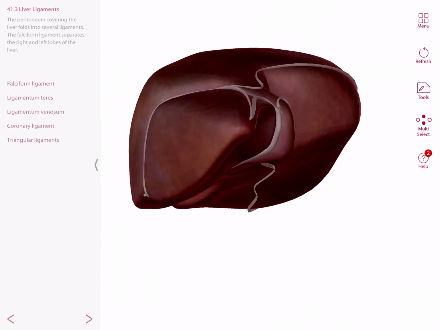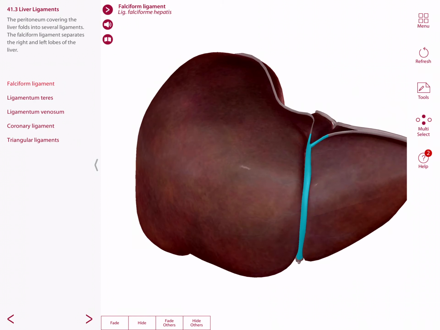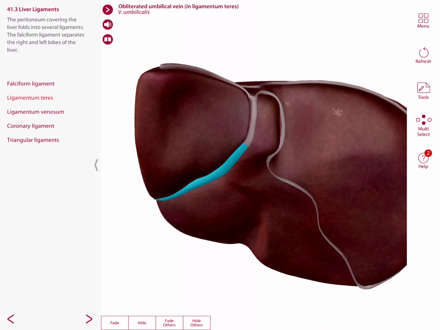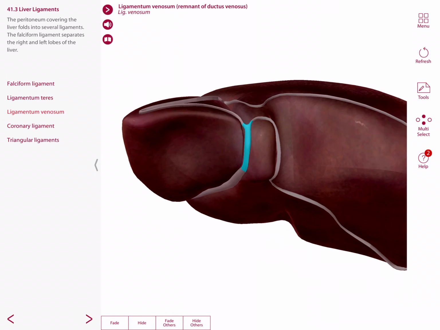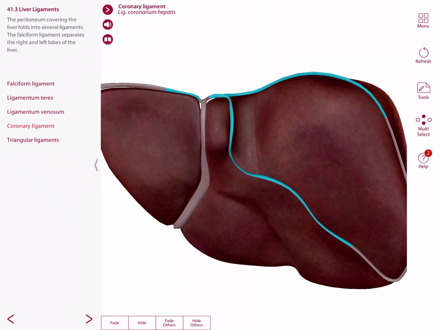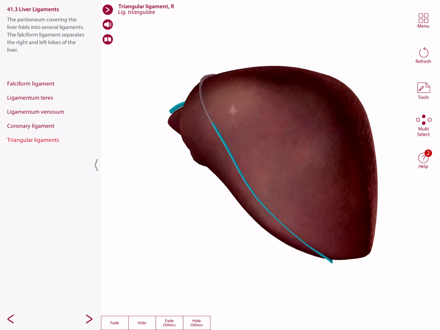Next up, we'll take a look at these ligaments. As introduced already, we've got the falciform ligament dividing left and right lobes. On the underside, we've got the ligamentum teres, and on the backside, we have the ligamentum venosum. Then around the top portion, we have what we call the coronary ligament, and we have here the triangular ligaments, one on the left and one on the right.